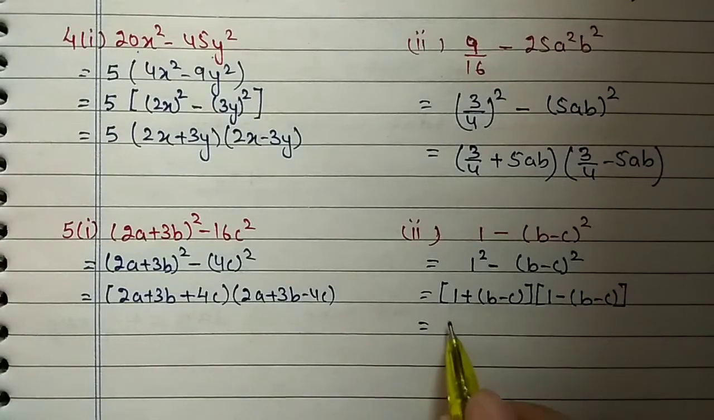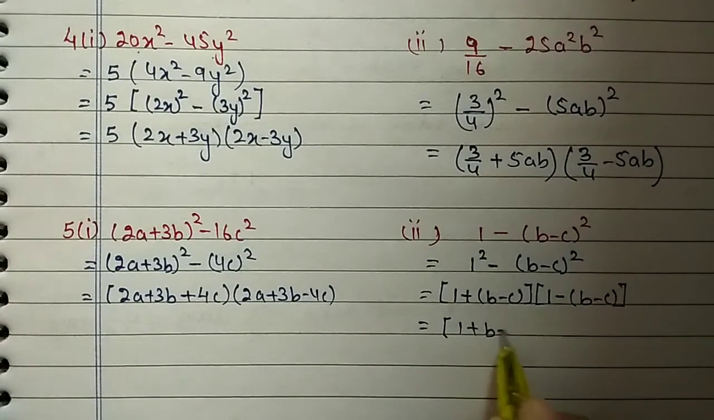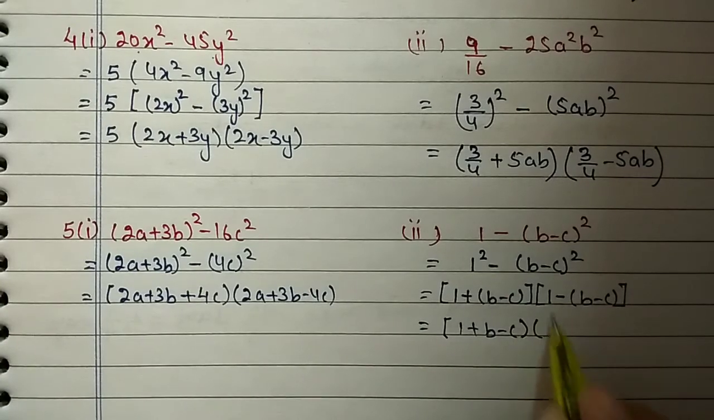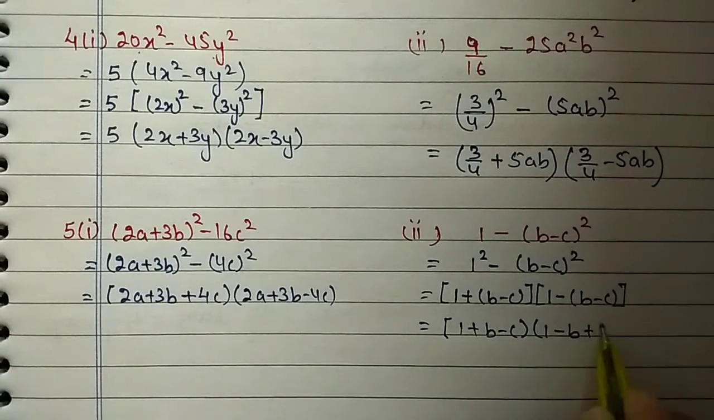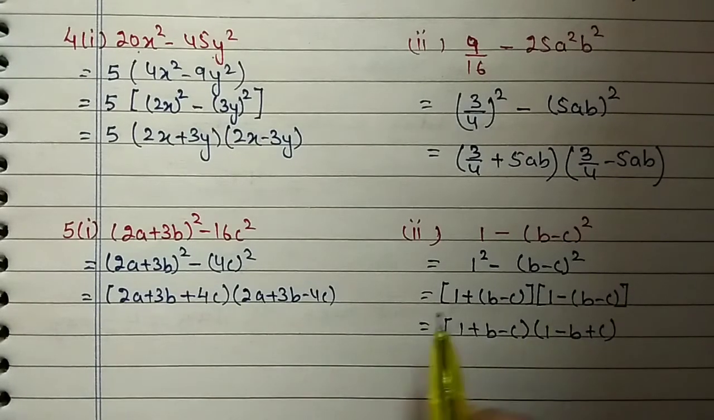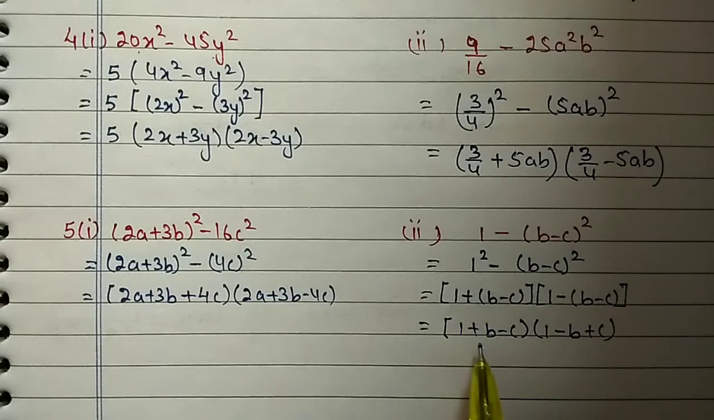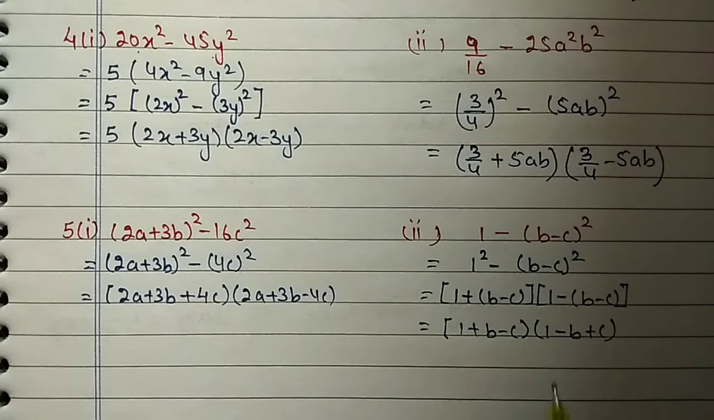So now remove the bracket: (1 + b − c), then second bracket (1 − b + c). See here, when you remove the bracket, minus and minus will become plus. If it is plus here, then no problem, as it is you can open, but if it is minus, then you need to change the symbol.